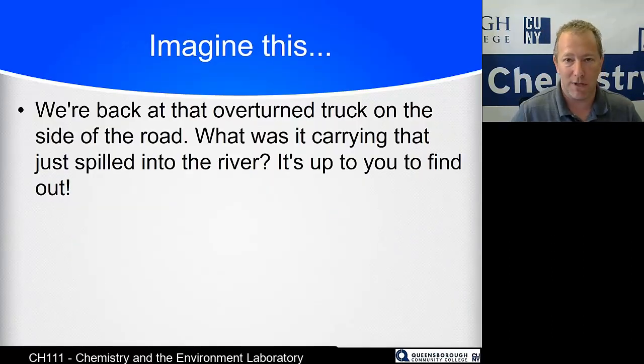Where might this come into play in the real world? Well, you're back on that side of the road with the overturned truck and it's up to you to figure out what was in that truck. The manifest was on fire or something. You can't just get it from the driver. So qualitative analysis, at least old school, was a great example of doing a whole bunch of different reactions in order to identify an unknown.